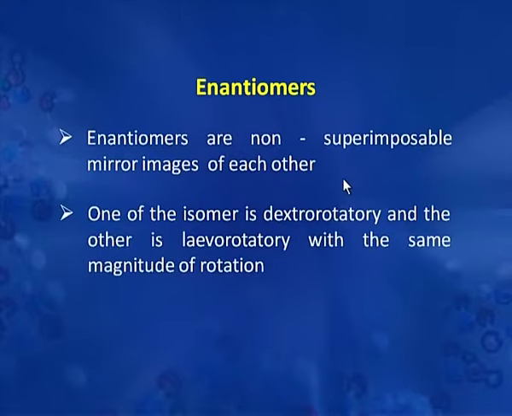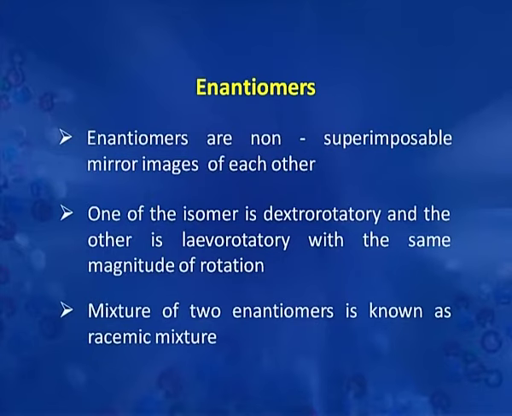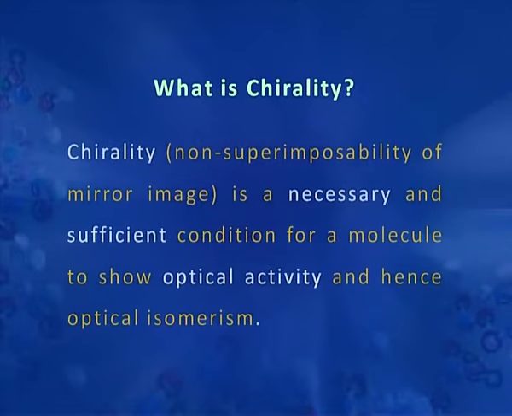Out of these 2 isomers, one is dextrorotatory and the other is levorotatory with the same magnitude of rotation, and a mixture of these enantiomers is known as a racemic mixture. Then we had discussed chirality. Chirality is basically non-superimposability of the mirror image. It is a necessary and sufficient condition for a molecule to show optical activity and hence optical isomerism. This is what we discussed in our last session.